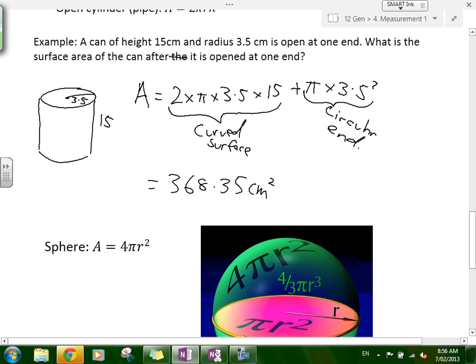The last thing is a sphere. If we're doing calculus, it's actually related to the volume, but we don't talk about that here. It's 4 pi r squared. So it's interesting that 4 circles of the same radius, if you wrapped it into a sphere, it would be exactly the same surface area, which is kind of interesting.